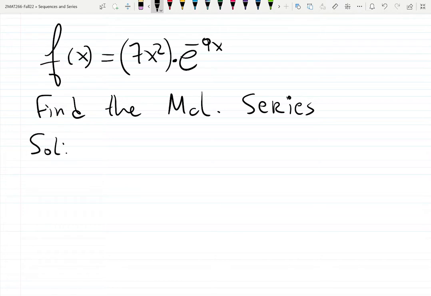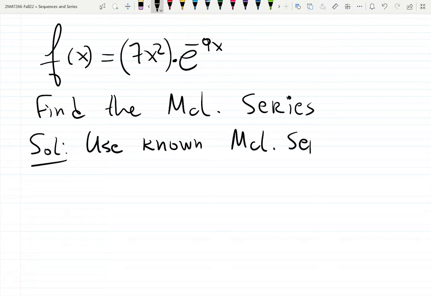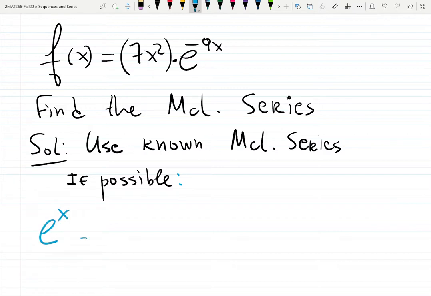Solution. The idea is to use known Maclaurin series, if possible. And we do have a known Maclaurin series for e to the x. It's very simple to memorize, so I was impressed I still remember it.